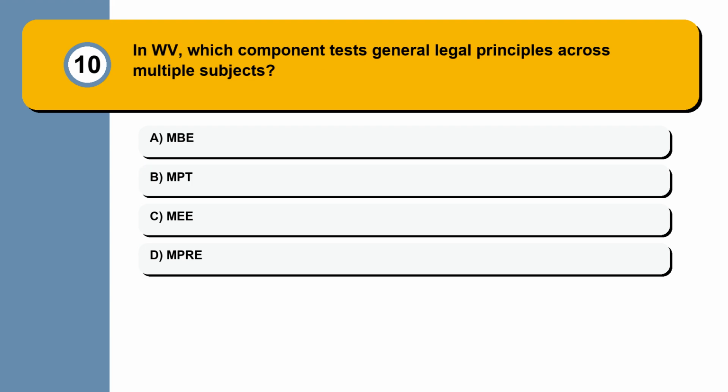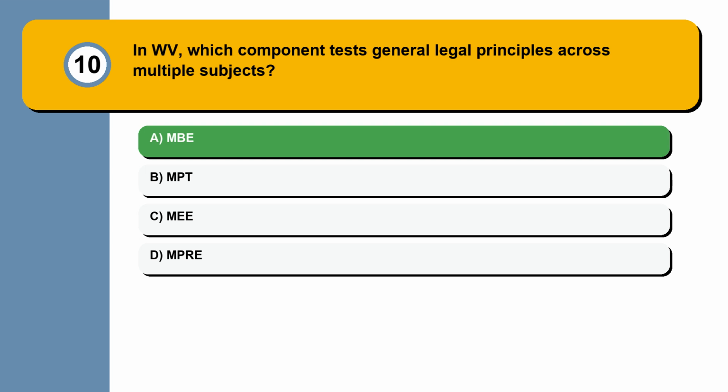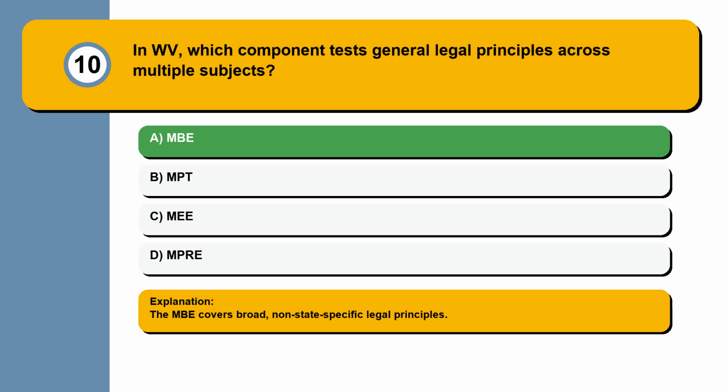Question 10. In WV, which component tests general legal principles across multiple subjects? MBE, MPT, ME, MPRE. The MBE covers broad, non-state-specific legal principles.